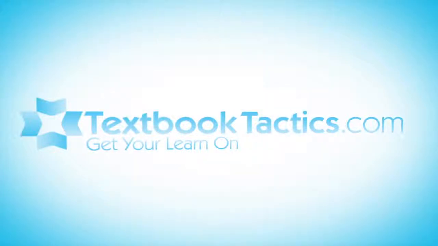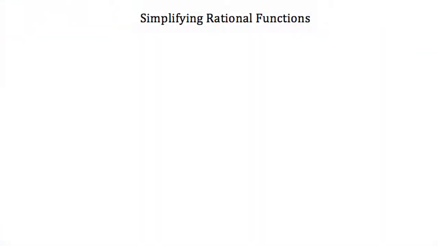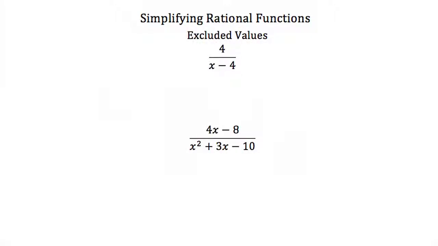This is a tutorial on simplifying rational functions. Whenever we discuss rational functions, we always have to worry about excluded values. These are values in our domain that would make our function undefined. Or you can think of them as values of x that make our function not make any sense. Now remember, you can't divide any number by 0. 3 divided by 0 would not make any sense.